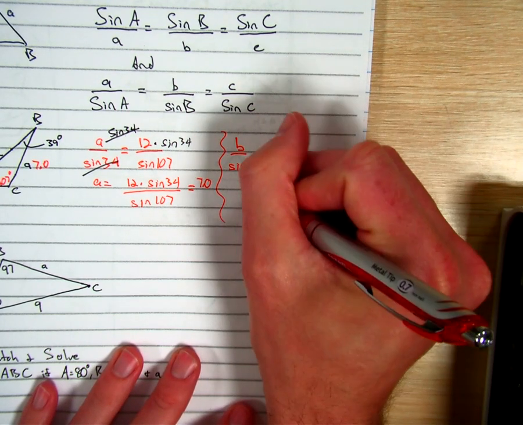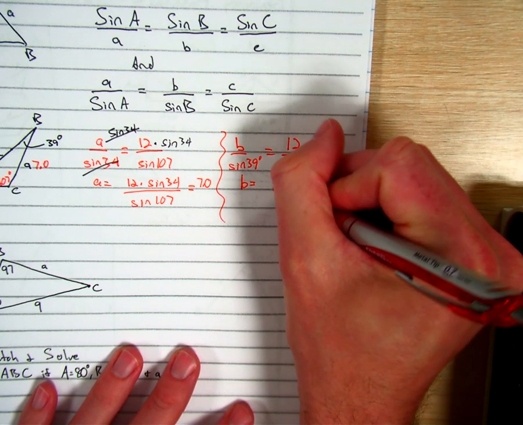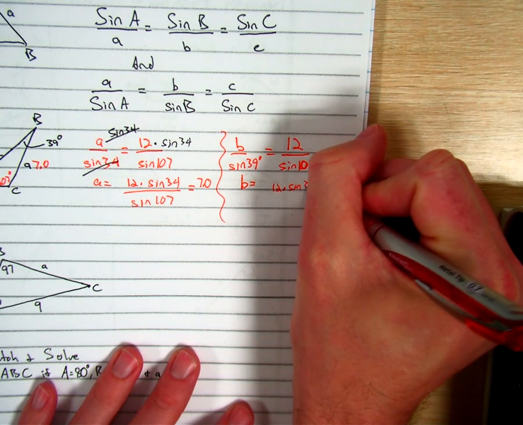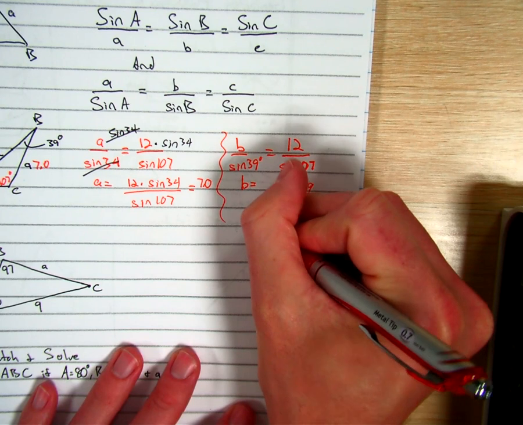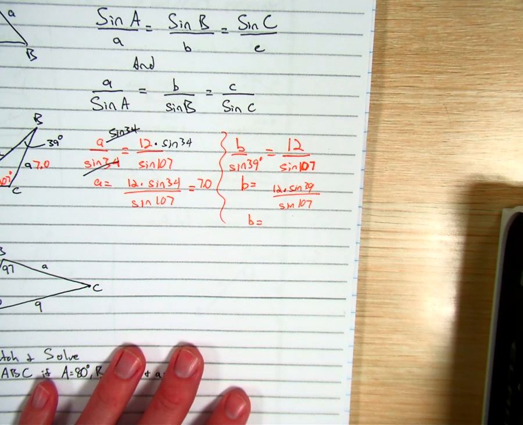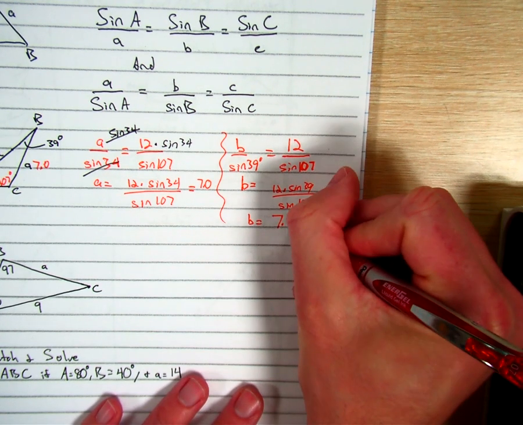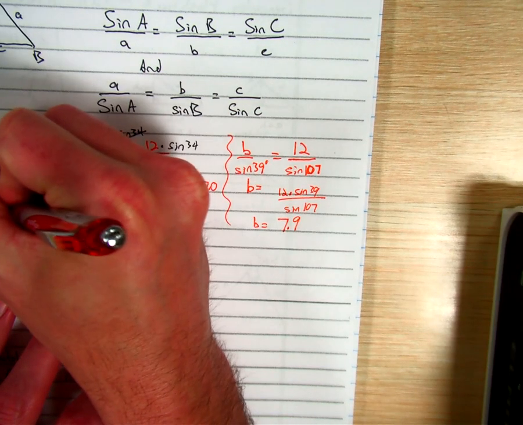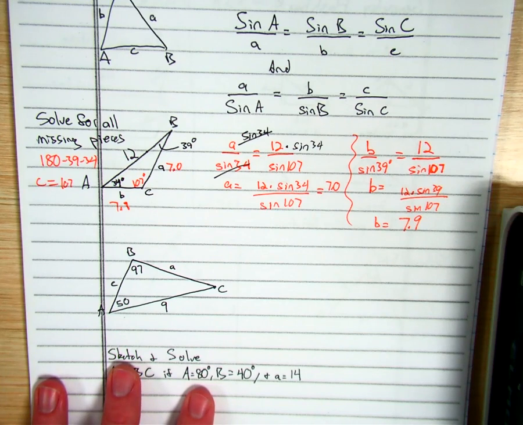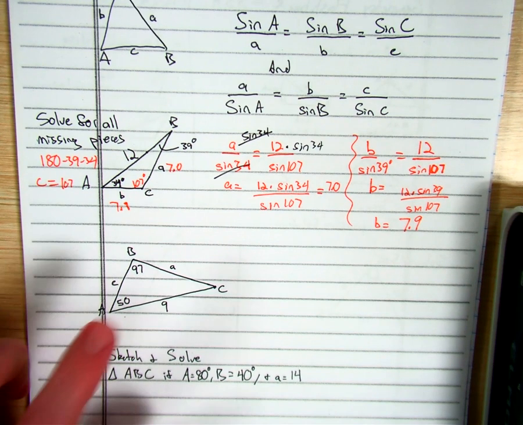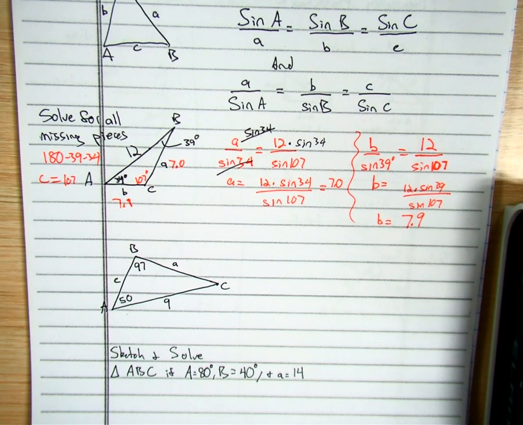All right, so we're going to multiply that sine up there. Practice typing that in. 12 times sine of 39 over sine of 107. And we get 7.9. All right, we got it all filled in. We're going to skip the middle one and drop down to the bottom one.